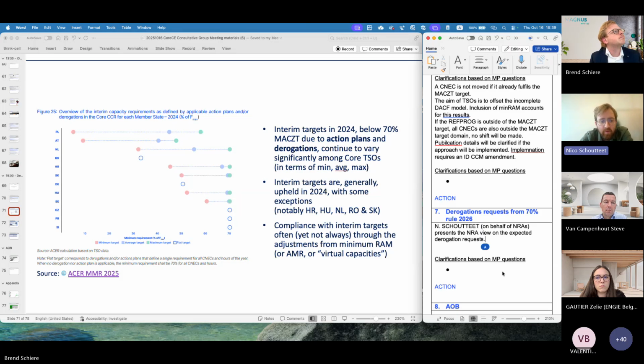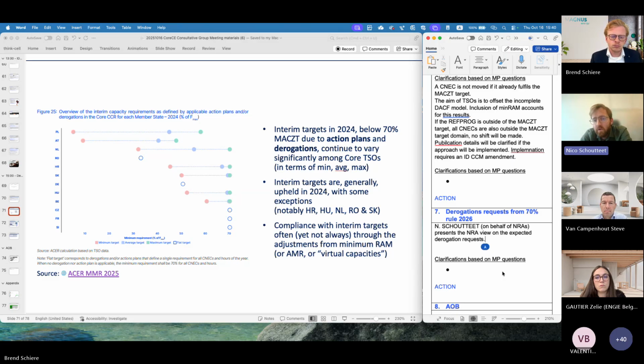But then aside from that, you also have countries where you have derogations, and there's a difference between some countries where the actual interim targets are rather close to the 70% threshold. So looking here at Hungary and Belgium, for example, and there are a couple where it's a bit farther away and where there's a large difference across different market time units or across different network elements to be considered between what is on average the targets and what is the maximum target in a certain given time slot, or what is the minimum target. So looking at Poland, Austria, there's a large difference between the minimum and the maximum value.